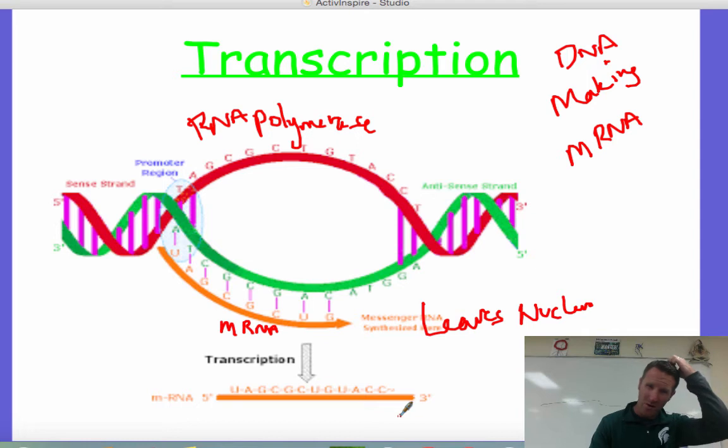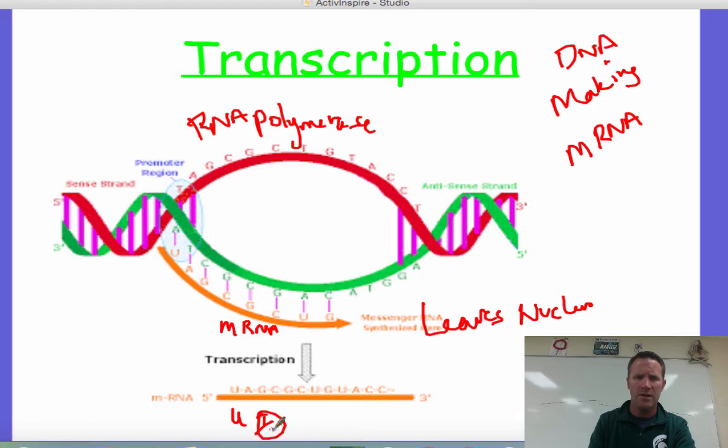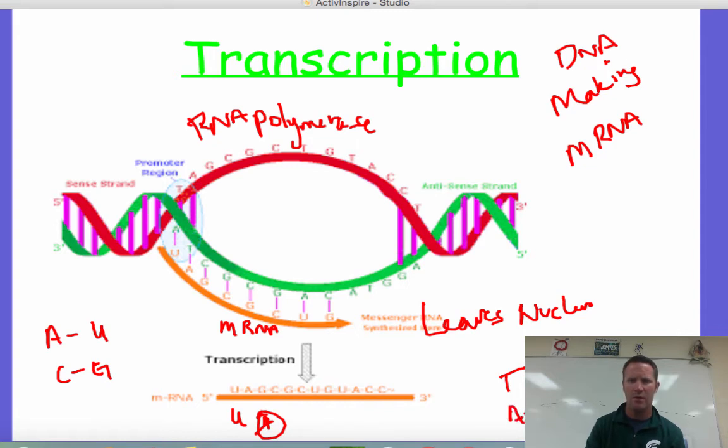I know it's messenger RNA and not DNA because A, it is single-stranded, whereas DNA is double-stranded, and B, I can see that there's U's here instead of T's, so there's no T's in here. There's U's instead. Okay, so it follows the same base pair rules. A goes to U and C goes to G. So if you have like TAT, CGC, that becomes AUA, GCG.